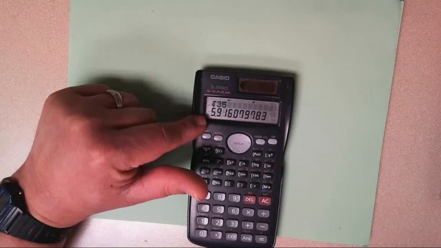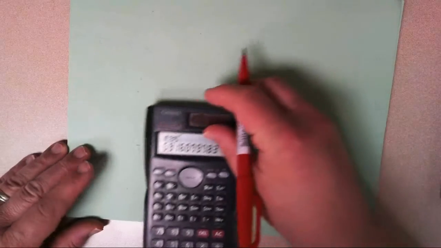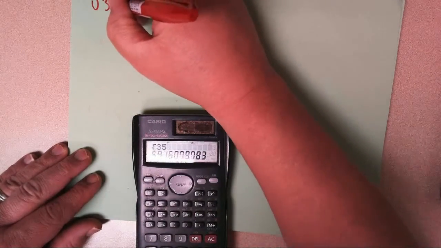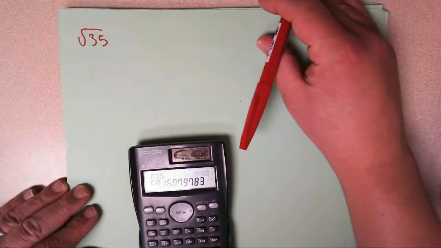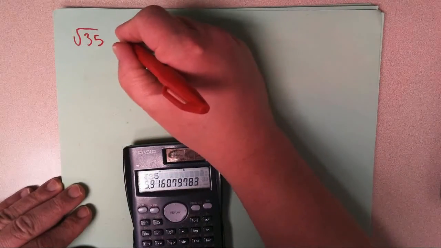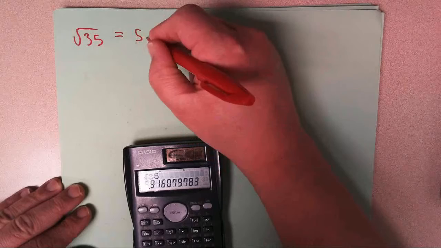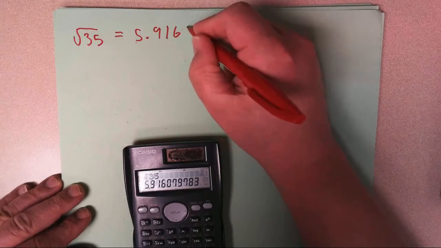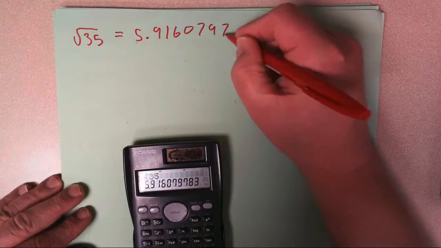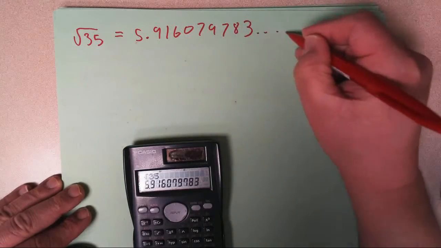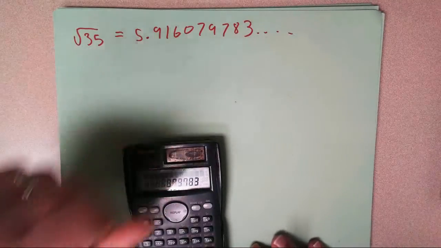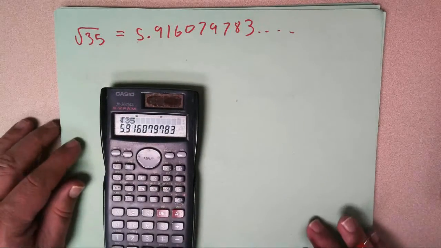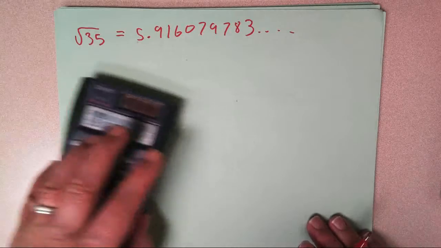And they call that an irrational number. Okay? So we would have like the square root of 35 here is equal to 5.91607978, and it would keep going. This would be an irrational number. Okay? Oftentimes square roots end up being irrational.